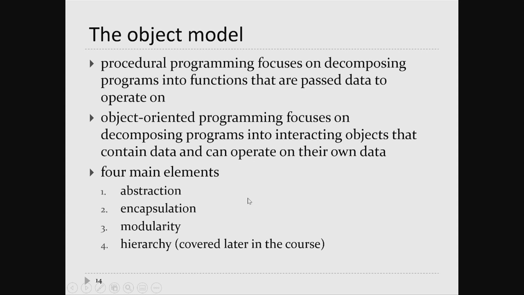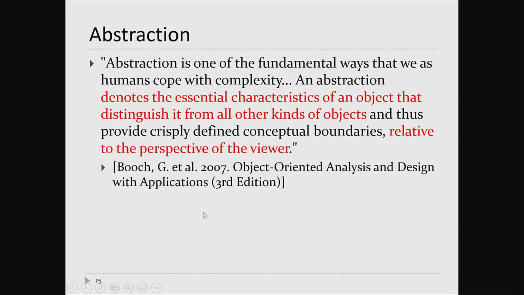In object-oriented programming, there are four main elements. So there's something called abstraction, something called encapsulation, and something called modularity. There's a fourth one called hierarchy, but we're not going to get to that until part 3 of the course. So we want to look at the first 3 right now. Okay, so what is abstraction?